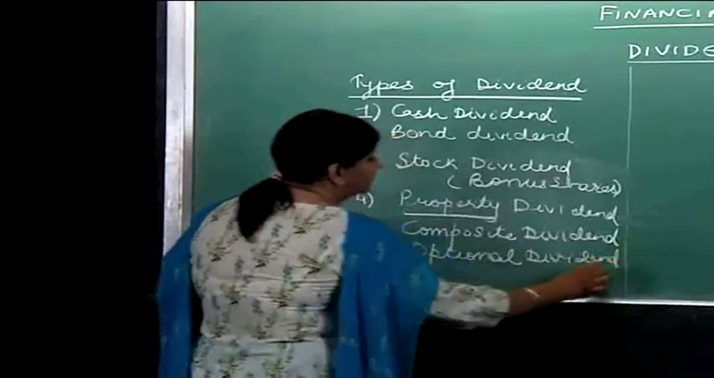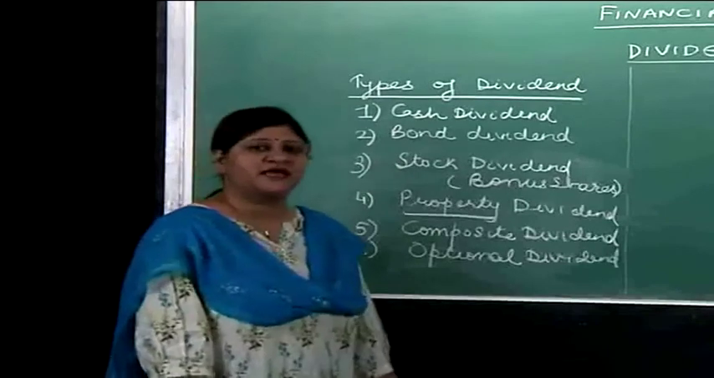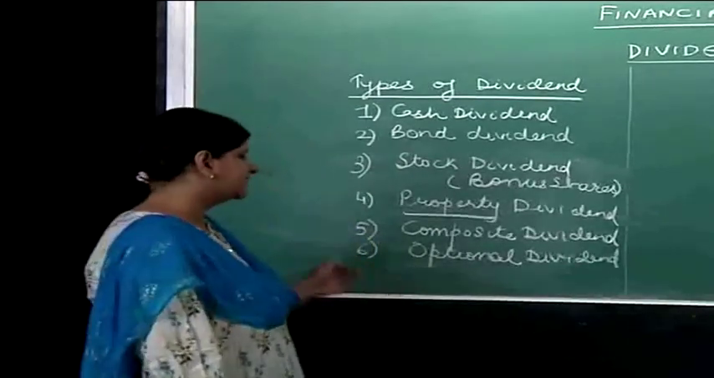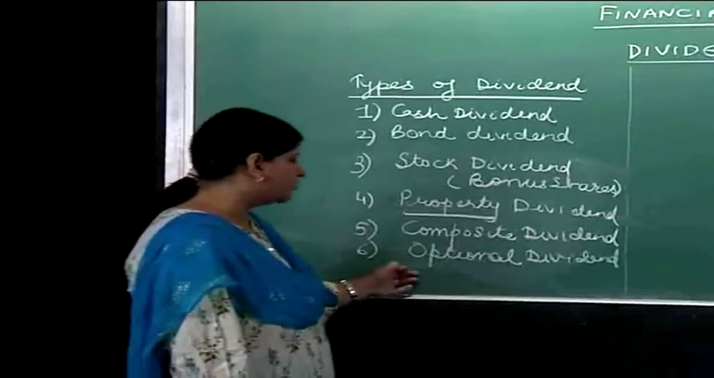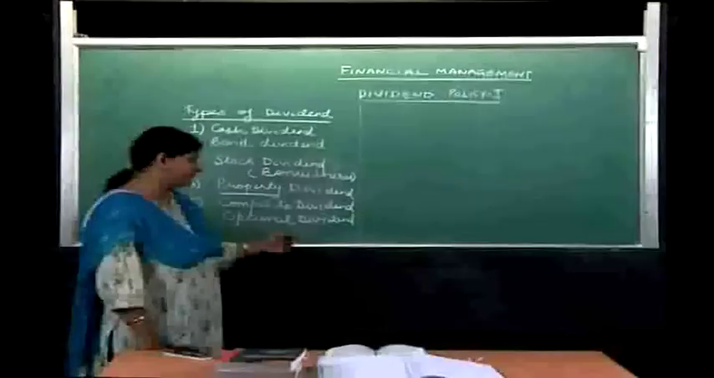Under optional dividend, the shareholders are being given an option either to take cash dividend or property dividend. So he can exercise his option to adopt any of the dividends, either in cash or in kind.